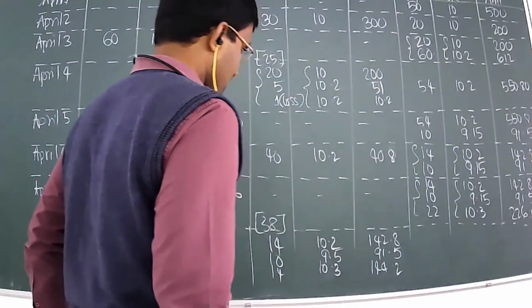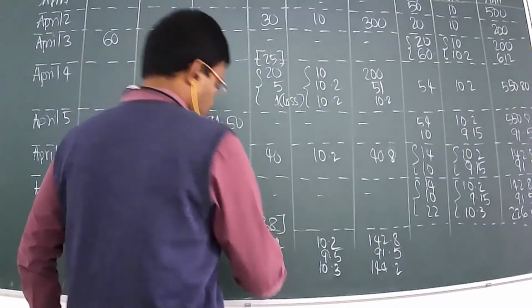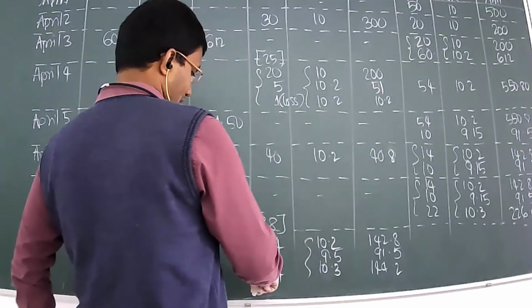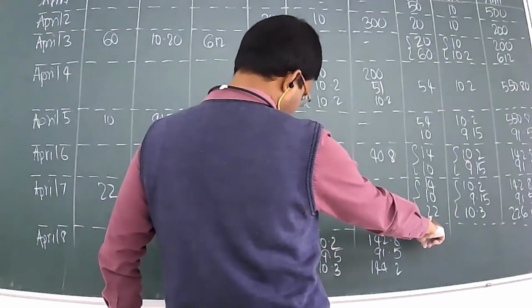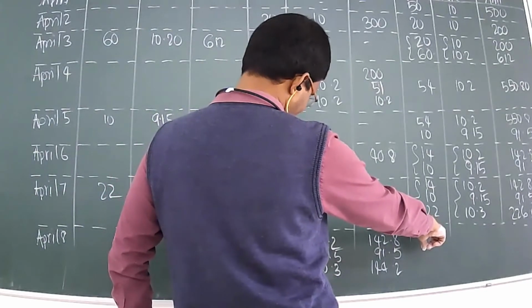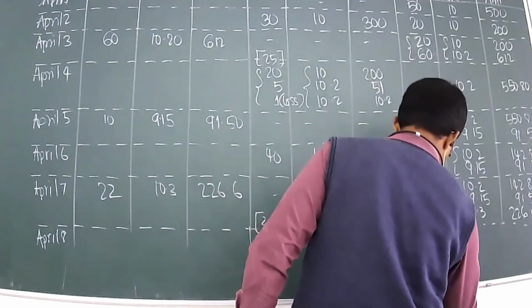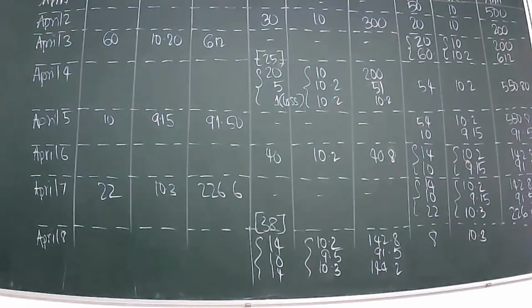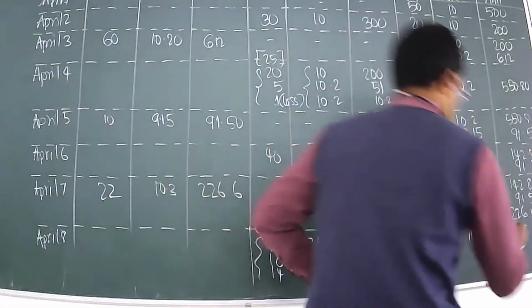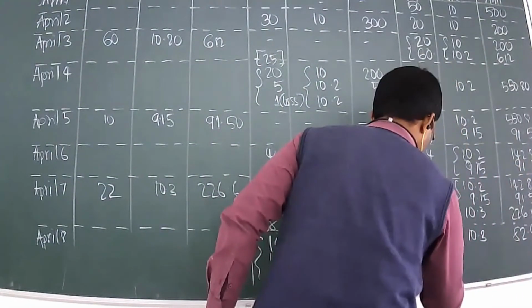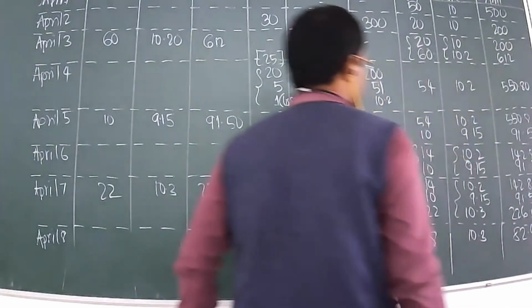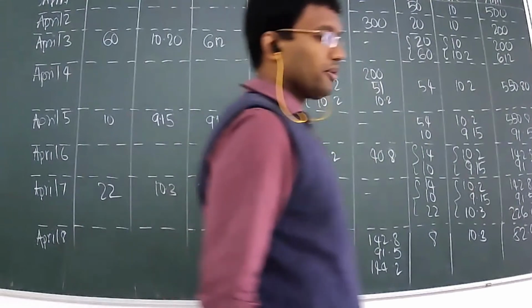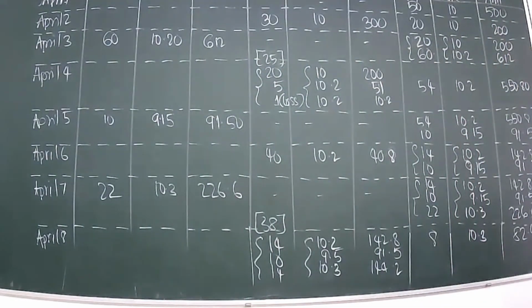Now let's record the balance. So we have fulfilled so much, and now out of this 22, we have taken 14, so we are left with 8. This 8 goes at 10.3, and that works out to be 82.4. So we have successfully prepared the store's ledger account for this particular question according to FIFO.